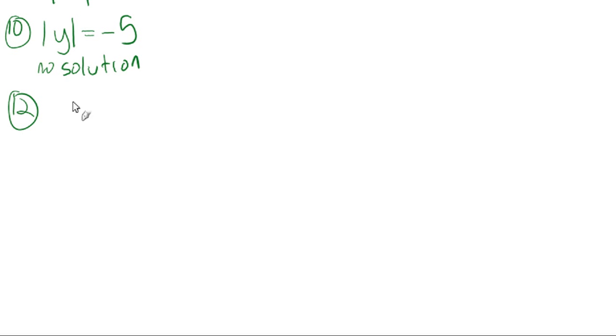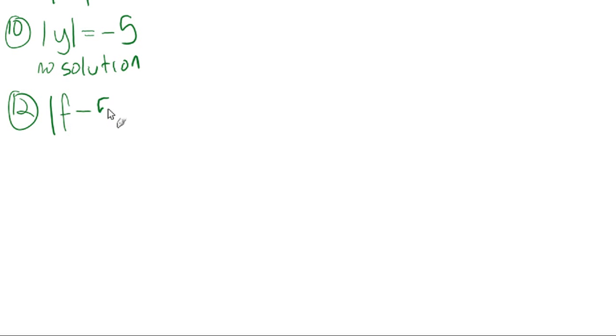Let's go to number 10. The absolute value of y is equal to negative 5. Okay, it says solve the equation and graph the solution. Is there any number that we can put in for y that the absolute value would be negative 5? The answer is no. There's no way, no solution. There's no way to take the absolute value of a number and get a negative number. It's always going to be positive. Remember that about absolute values. The absolute value of a number is just how far away that number is from 0. So a quick reminder of what absolute value is.